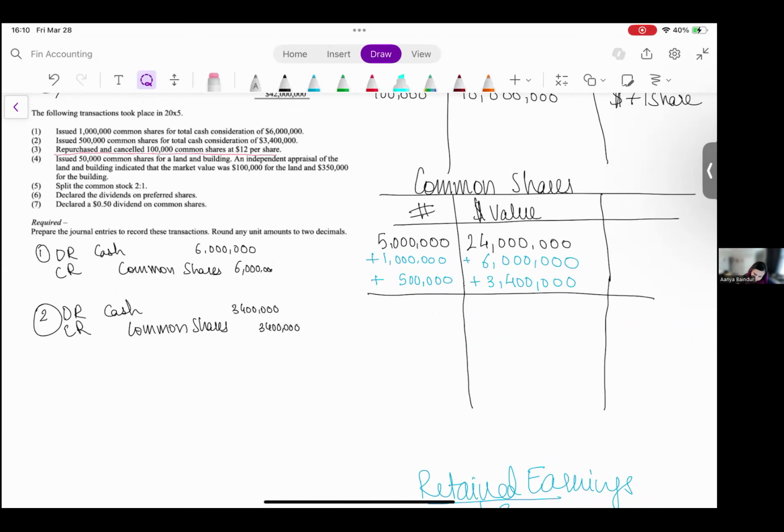Okay. So add up these three numbers. I'm going to do that on my calculator now. So we have 5 million to which we've added 1 million. So that's 6,500,000. And then we had 24 plus 6 plus. That gives us 33,400,000.